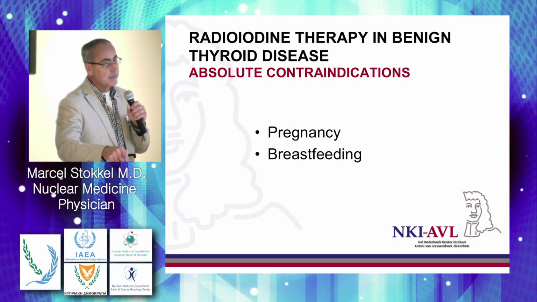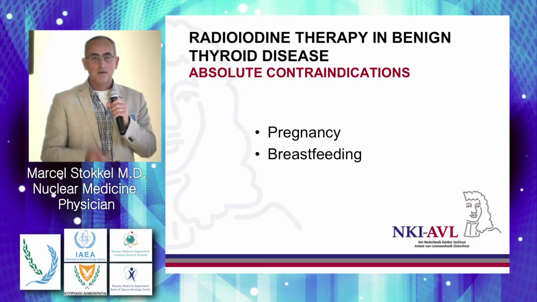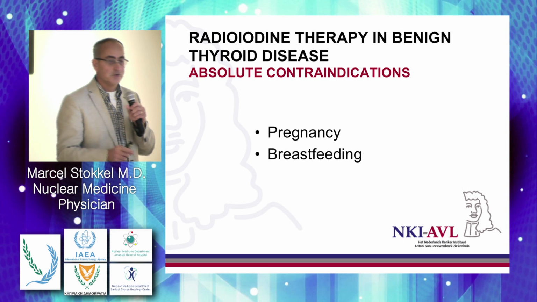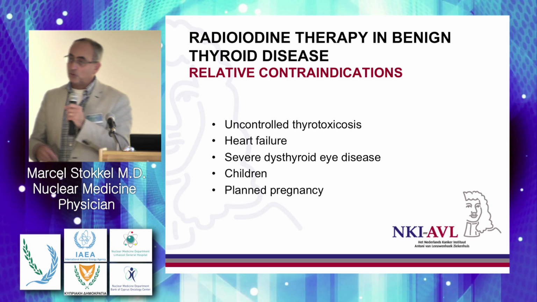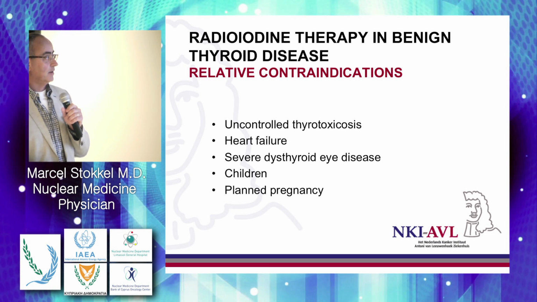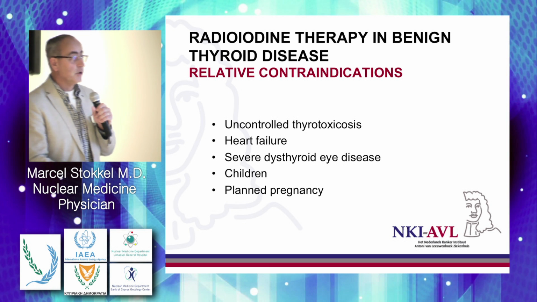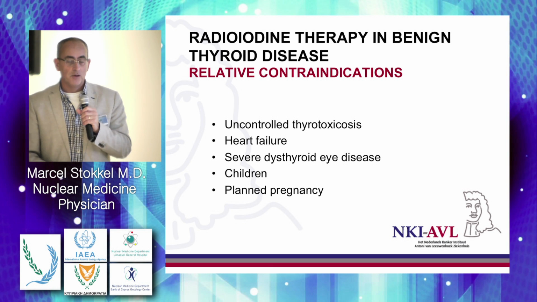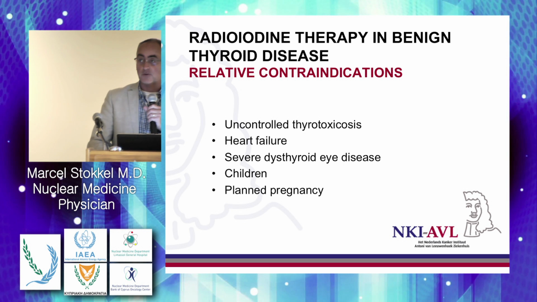And at least this is the indication in young females to do a pregnancy test. Don't forget it before you start treating with radioiodine. Of course, there are also relative contraindications. They are also presented in the guidelines: uncontrolled thyrotoxicosis, heart failure, severe thyroid eye disease, children, but also planned pregnancy. So if a woman wants to become pregnant, be very careful because she might already be pregnant.